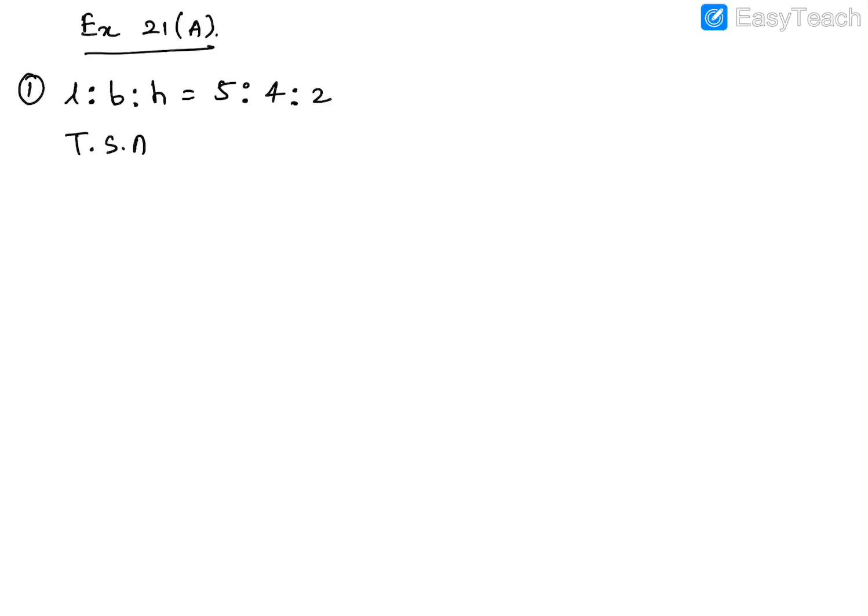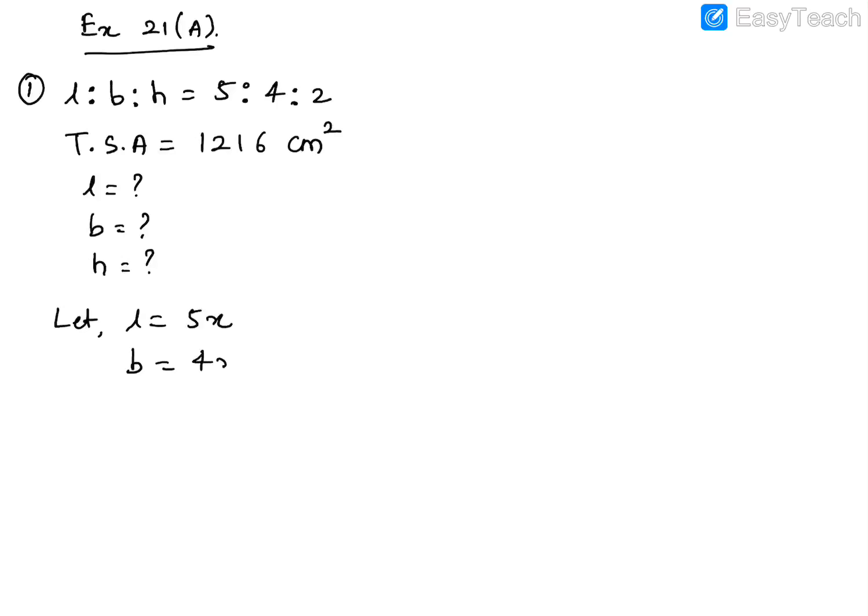Total surface area is equal to 1216 centimeter squared. Find the length, breadth and height of the solid. You have to find out what is the length, what's the breadth and what's the height. So guys, first what we'll do: let the length be 5x, so your breadth is 4x and height is 2x, where x is a common multiple.